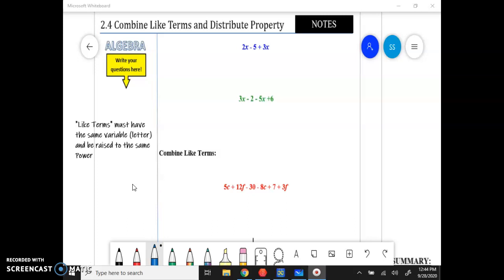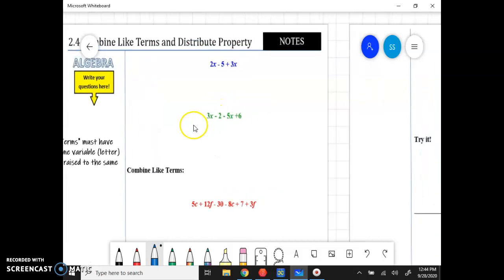Okay, so like terms must have the same variable. So it's got to have the same letter attached to it, and it has to be raised to the same power. Okay, so 4x and 3x squared, although they have the same variable, the same letter, these are not like terms, okay? They must have the same variable. So let's take a look at combining these, all right?